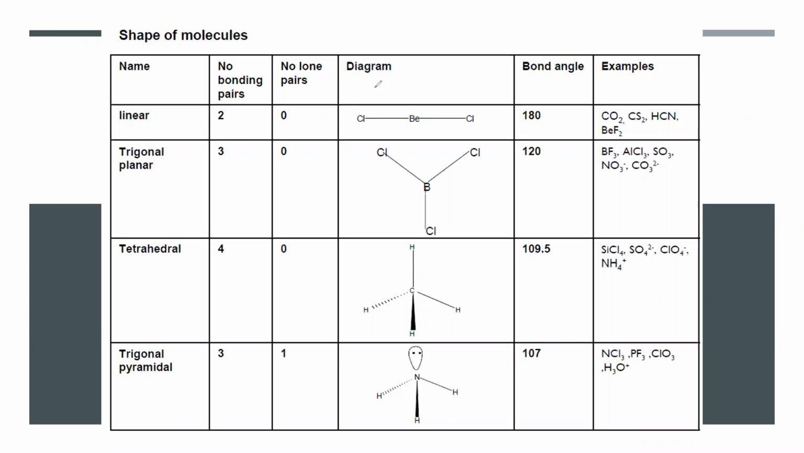So for example, first beryllium chloride, 2 bond pairs, there is no lone pair on the central atom. We always check, because chlorine belongs to group 7, 1 is a bond pair for chlorine and 3 are the lone pairs. But we are not predicting the geometry according to the chlorine, we are predicting according to the central atom, which is beryllium here.